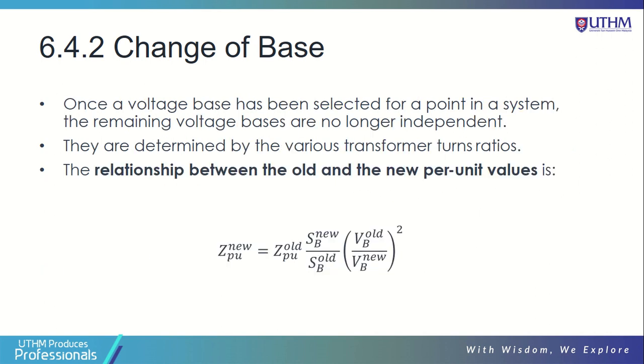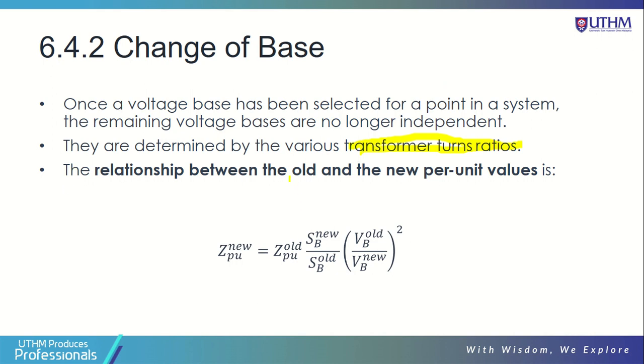Once a voltage base has been selected for a point in a system, the remaining voltage bases are no longer independent. They are determined by the various transformer turn ratios. So we need to convert according to the transformer turn ratio. If you still remember, V1 over V2 equals N1 over N2, for example.